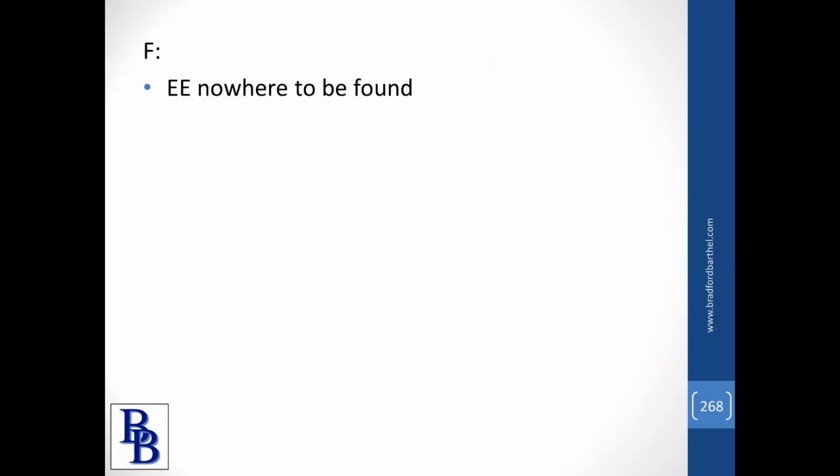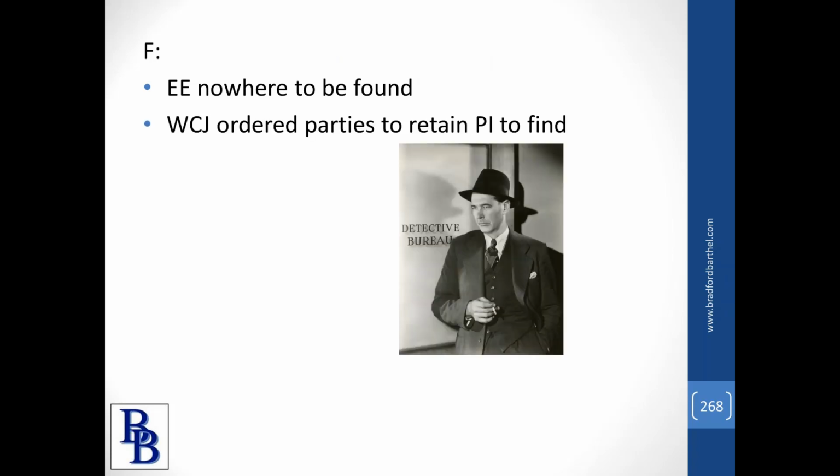Fact pattern: the employee is nowhere to be found. Boy, this sounds like a Southern California case, probably LA, and definitely in 1997 this happened all the time. The judge ordered the parties to retain a private investigator. Now, does that make sense? So once again, we know that the judge is not supposed to conduct discovery, and we also know if the parties agree to the judge's instructions in terms of discovery, that's okay.